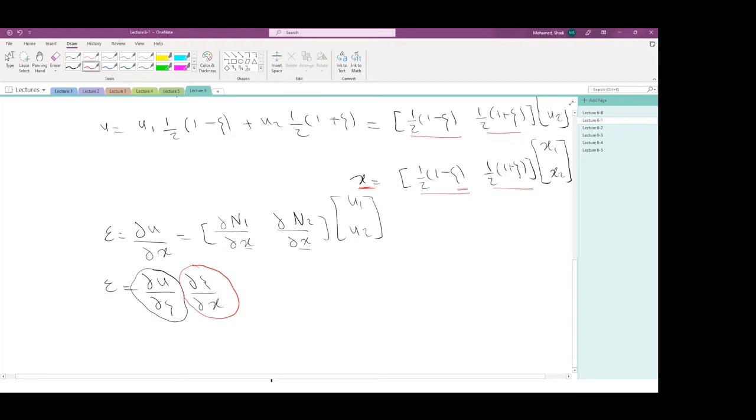So I cannot find the derivative of xi with respect to x, but I can find the derivative of x with respect to xi. So dx over dxi is something I can do, but I cannot do this one. So in this case, I will just find this one and inverse it. Okay, so I'm just going to find the derivative of x with respect to xi and inverse it, and then I will get the derivative of xi with respect to x, multiply that with the derivative of u with respect to xi, and get the strain. Okay, so I just need to find this guy here.